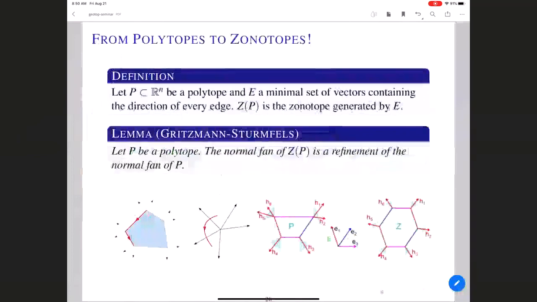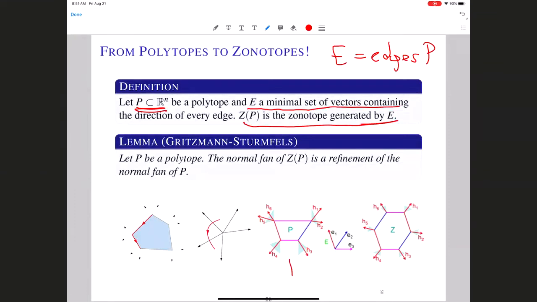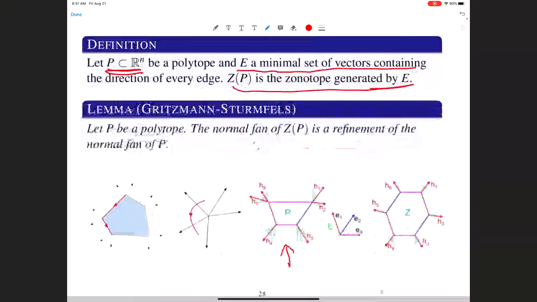Okay. So here is the reason I care about them. I can take any polytope P, and I can consider the edges of this polytope. So let E be the set of all edge directions of this polytope. Then I can construct a zonotope that I obtain from the edges of my polytope P, right? Here's a little example. If this is my P, how many different edge directions do I have? I have 3 edge directions because these two edges are parallel, right? So I only have 3 edge directions. You see them here.